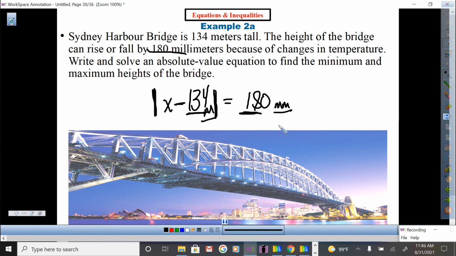Now, for your home play, there are no word problems. I just wanted to show you how to set it up. So you have only 10 problems for home play.